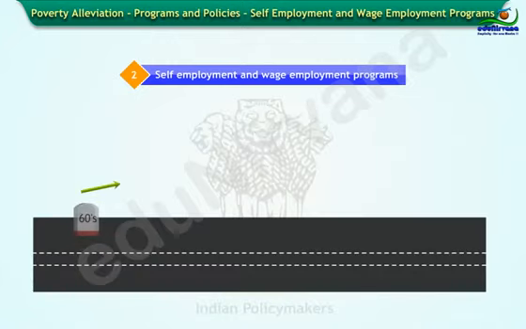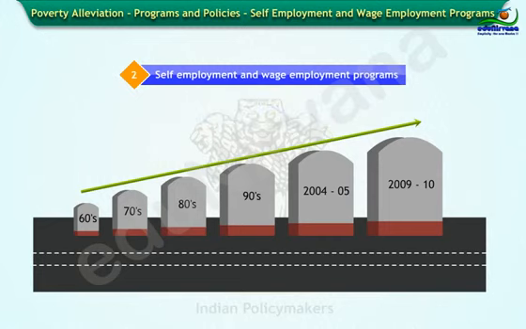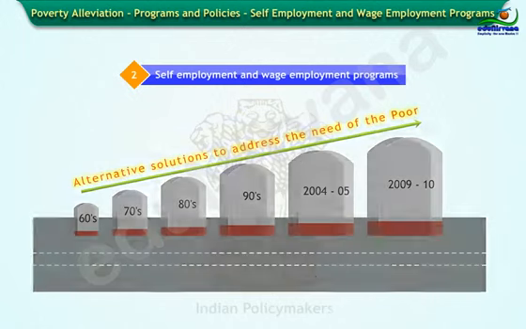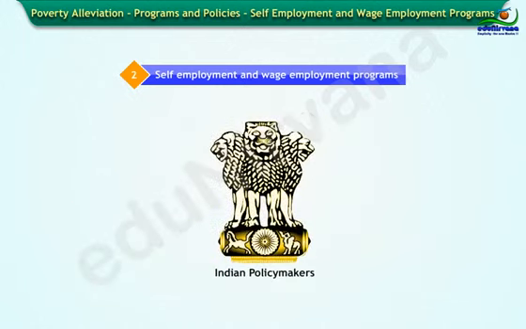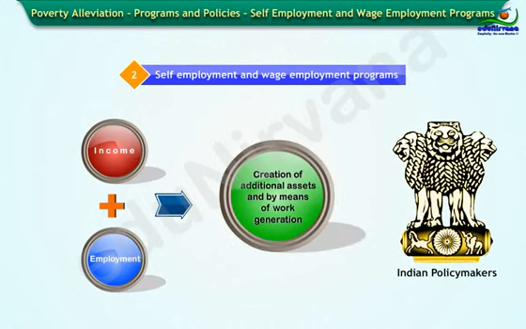Hats off to our policymakers. They were aware of this inherent limitation of the growth approach. Hence, right from the 1960s, they were and are looking for alternatives to specifically address the needs of the poor. The main focus of the government policy initiatives is how incomes and employment for the poor could be raised directly through the creation of additional assets and by means of work generation.